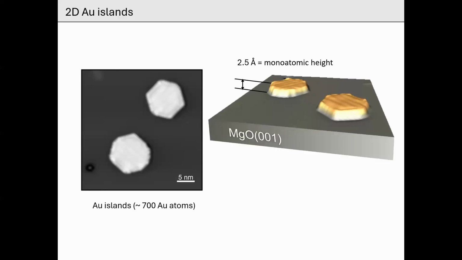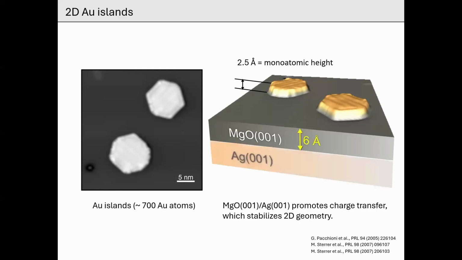They are on MgO, and the reason why they form these flakes, these nano islands, is because this MgO is quite thin. It's only 0.6 nanometers, and it's supported by silver. And this special support, magnesium oxide on silver, promotes charge transfer into the gold. And this charge transfer stabilizes this two-dimensional gold.